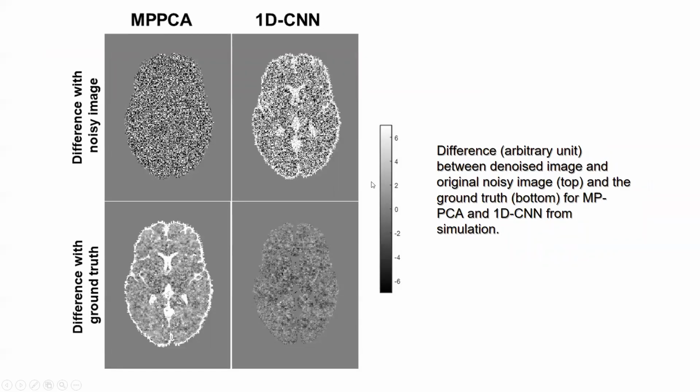We can further compare the difference between the denoised image and the original image and the ground truth for MPPCA and 1D CNN. Let's just focus on the CSF here. We see that MPPCA mainly reduces the signal fluctuation, but without knowing the ground truth, it is unable to remove the rectified noise. As you see in the difference between the denoised image and the ground truth, basically this rectified noise in the CSF is not corrected, but it's corrected by the supervised 1D CNN method.